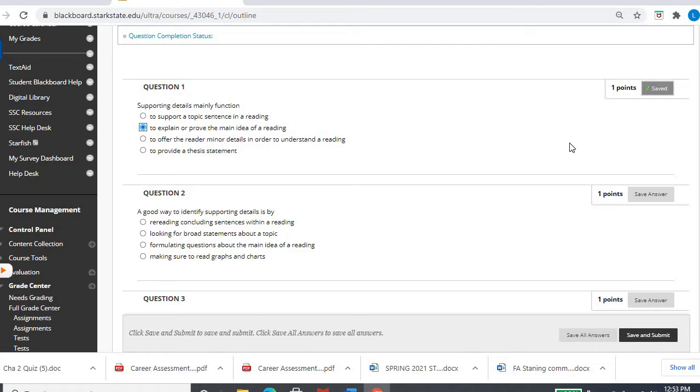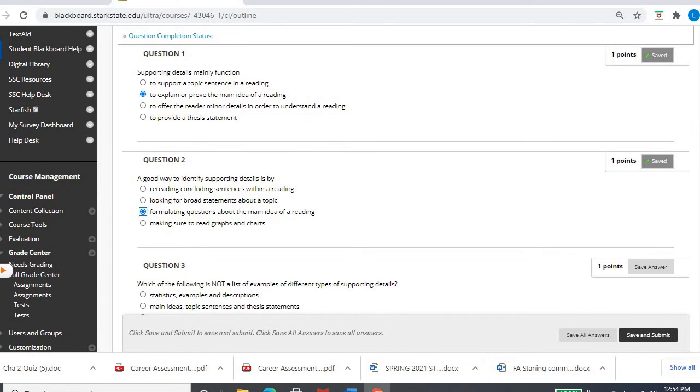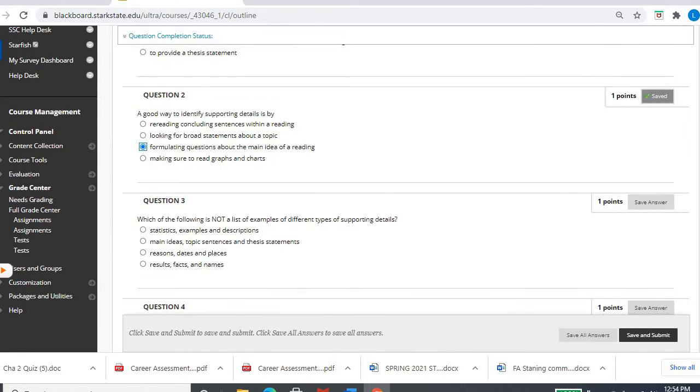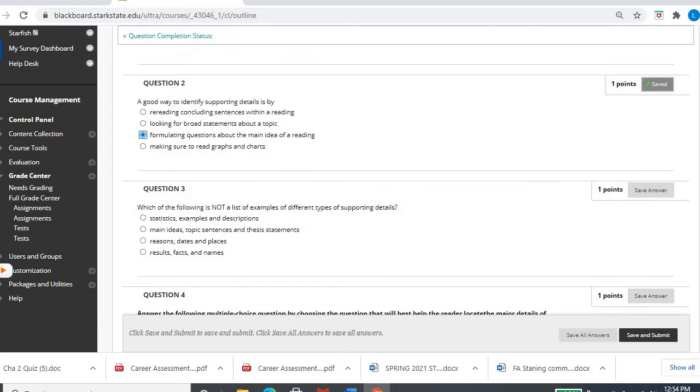So to find your supporting details, you formulate questions about your main idea. You think about the kind of information that would give you more facts, details, statistics, whatever it might be about your main idea. And that's what the supporting details are designed for. All right, question 3, which of the following is not a list of examples of different types of supporting details?